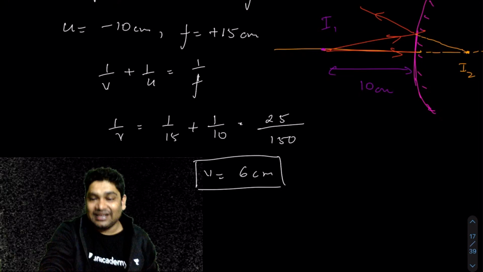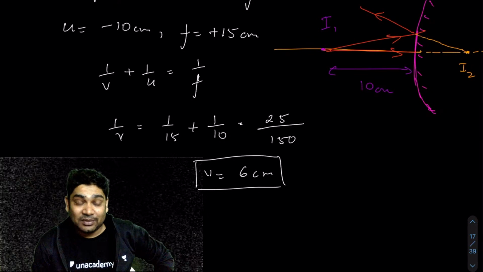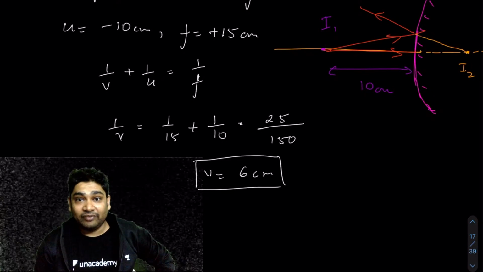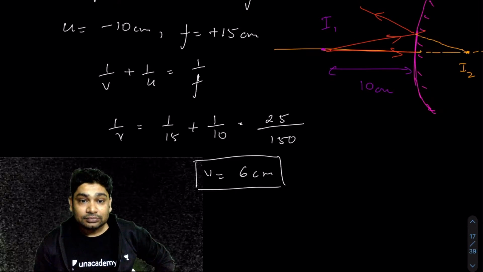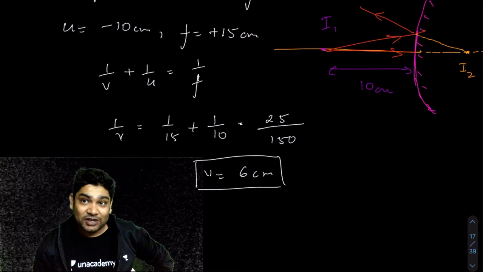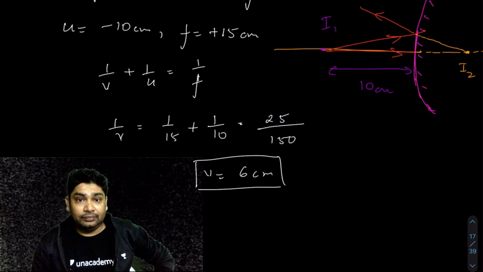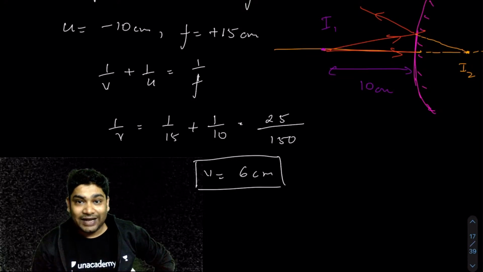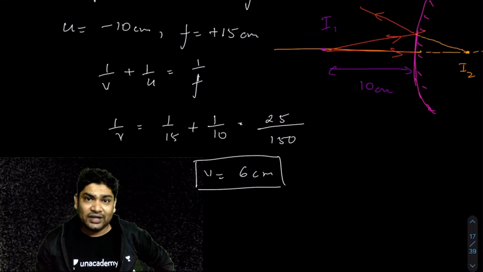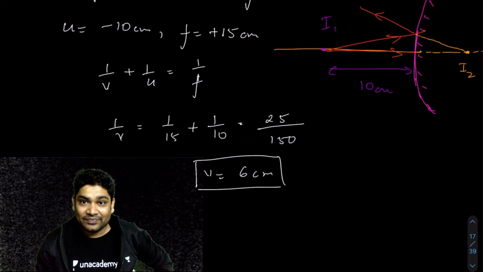Okay, so this is our answer. V equals 6 centimeters. So the final image is formed 6 centimeters right of the convex mirror. And of course, it's a virtual image, which you can see. So that is going to be our answer. I hope all you guys followed this. This should be easy to see.